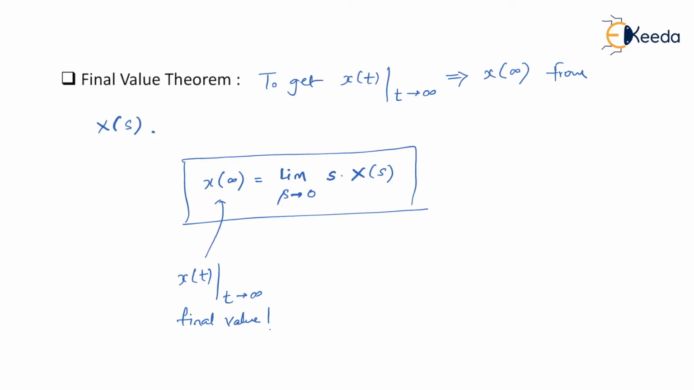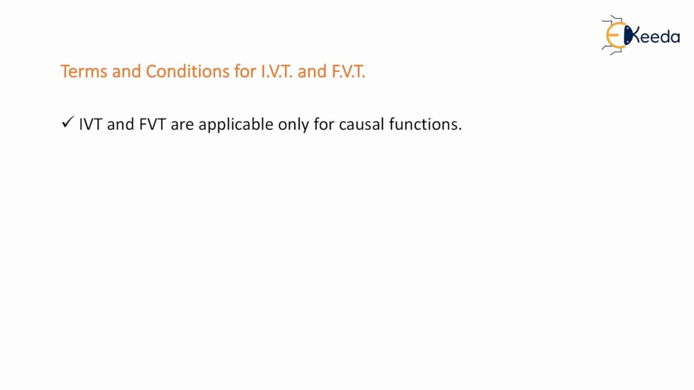But even though it is true, it has some limitations. There are some terms and conditions which you need to follow if you want to get the initial value and final value. Even though the formulas are available, it does not mean you can use them the way you want. There are some terms and conditions that we need to see. Let's go to the next slide and see what they are. Terms and conditions for IVT and FVT. IVT stands for initial value theorem and FVT stands for final value theorem.